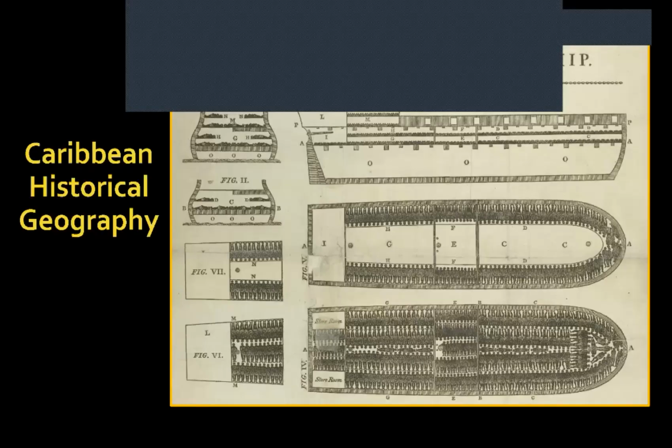Today we'll be talking about historical geography and population in the Caribbean. All right, so today we're covering historical geography.